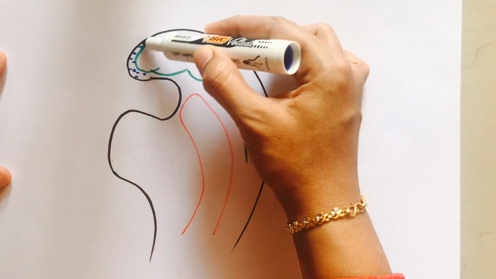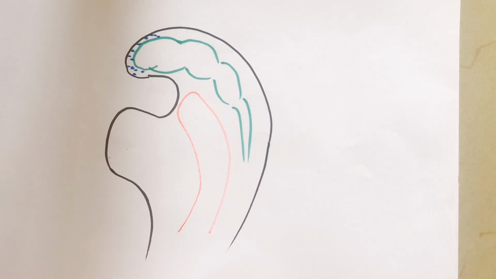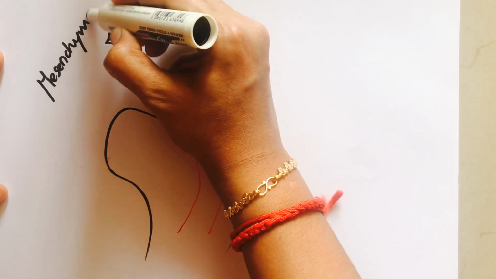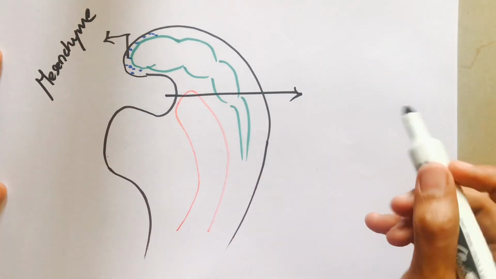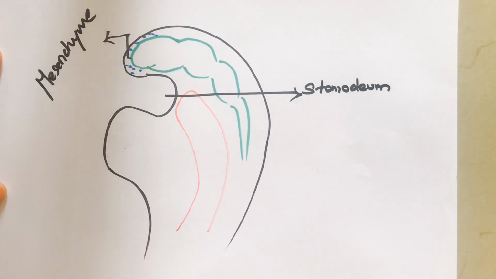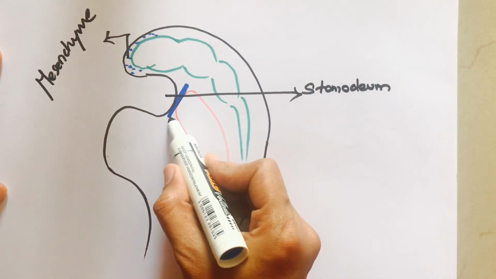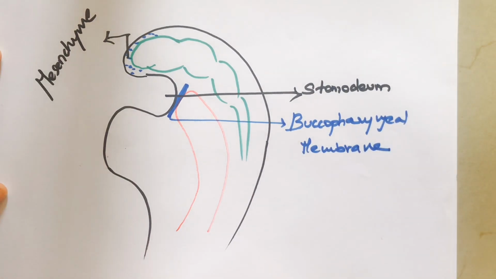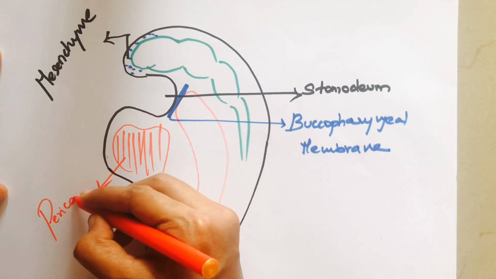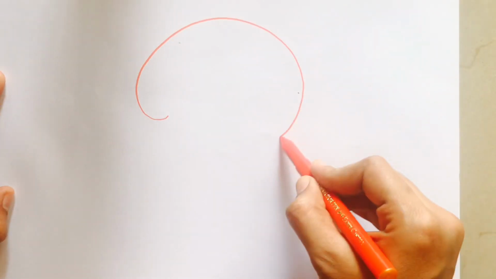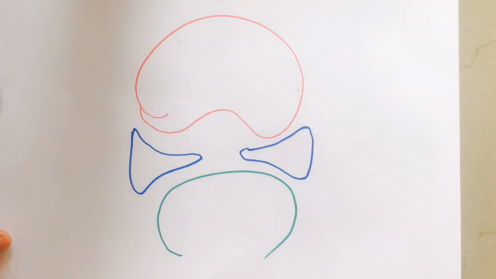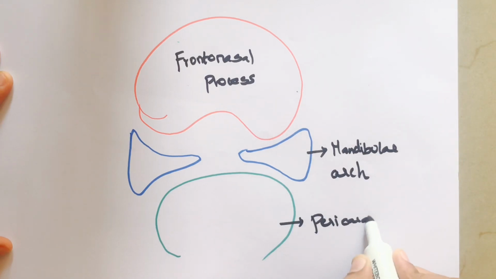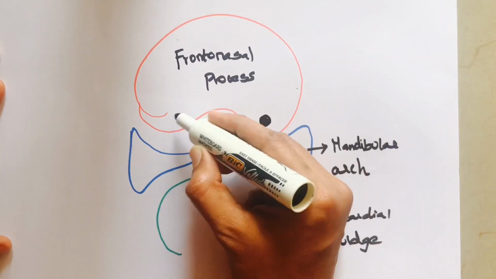And here is the mesenchyme which covers the developing forebrain, later proliferates downwards to become the frontonasal process. So it is stomodeum and the floor is buccopharyngeal membrane. And this is the pericardial bulge. So from the front view, we can see the frontonasal process and mandibular arches on either side, and beneath that we have the pericardial bulge.